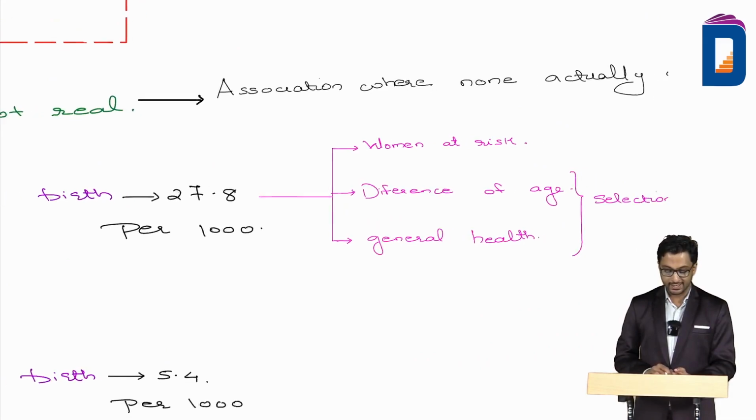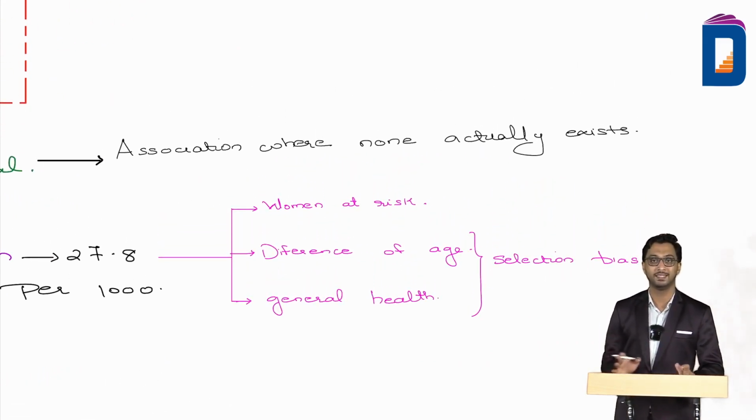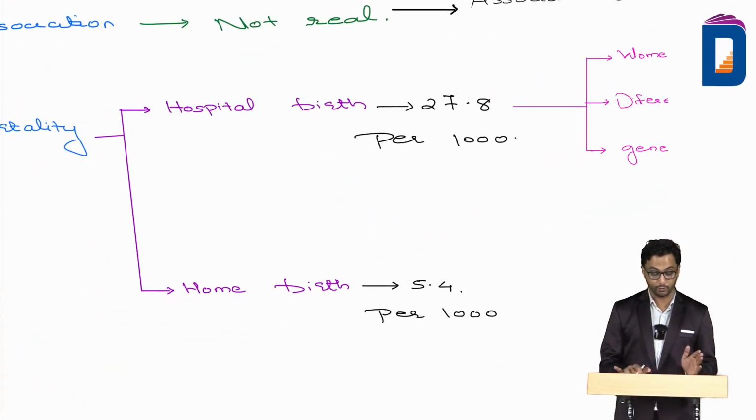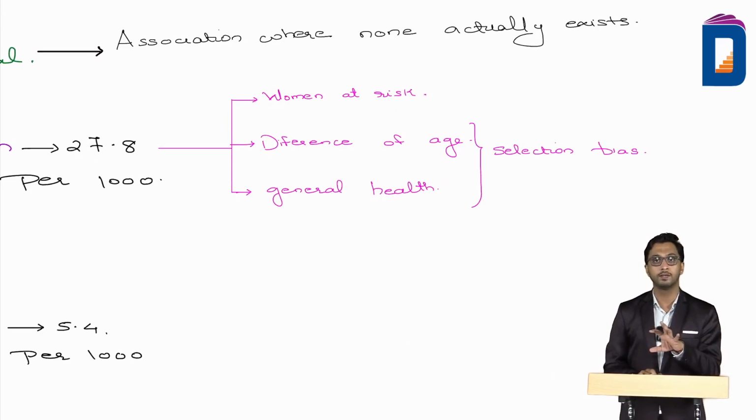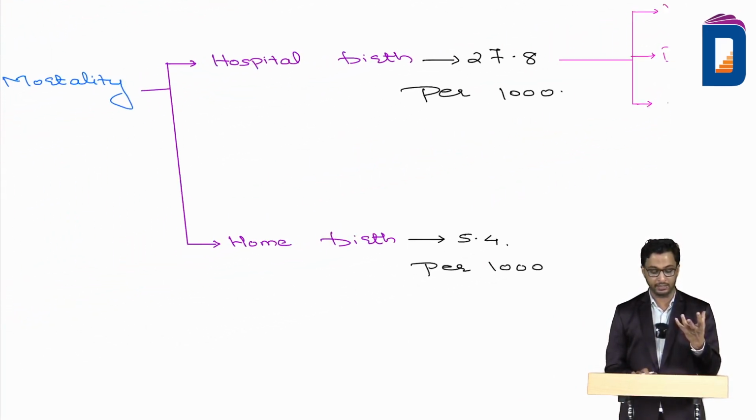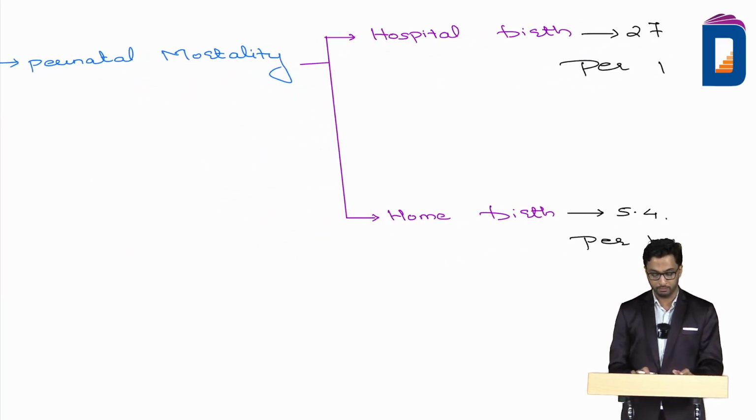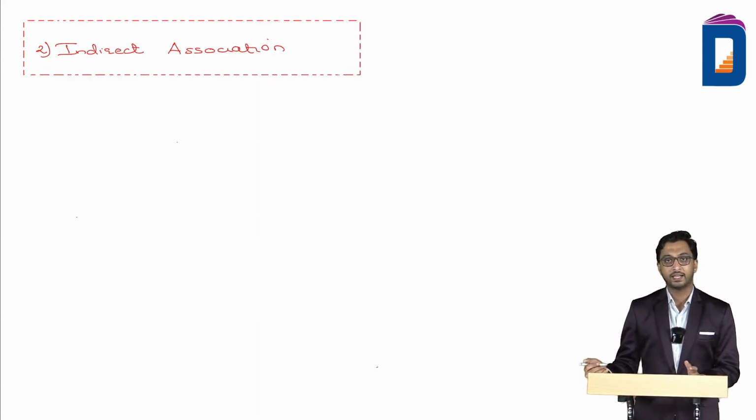So that is, there is an association where none actually exists. There is no association in fact. Is there any association now? No, because there are other factors which are influencing the perinatal mortality here, rather than simply taking the hospital birth and home birth. Now let us come on to the second association, which is indirect association.